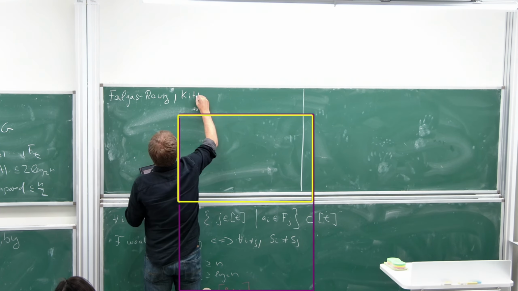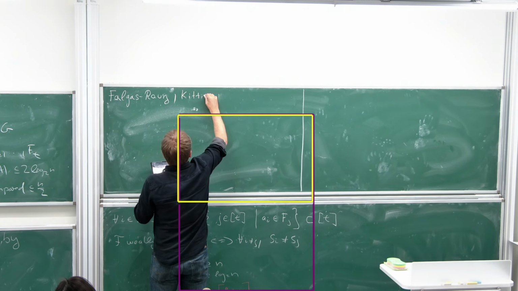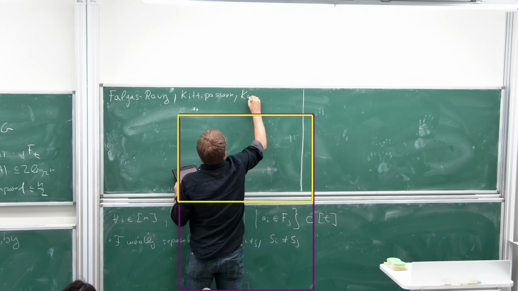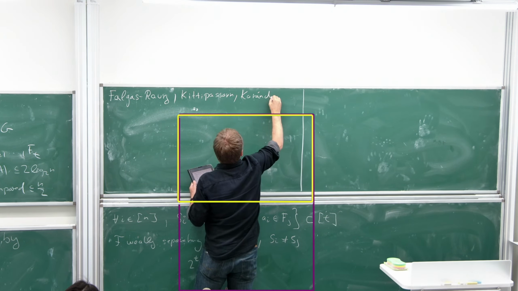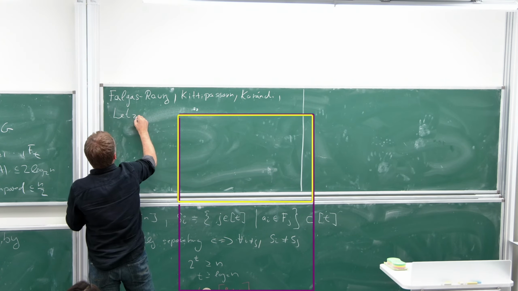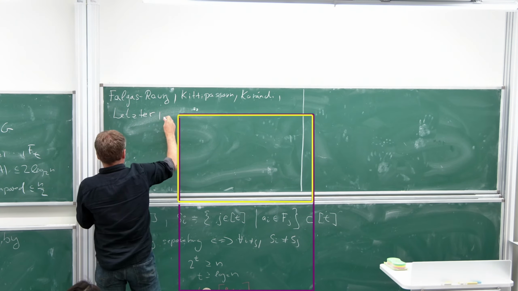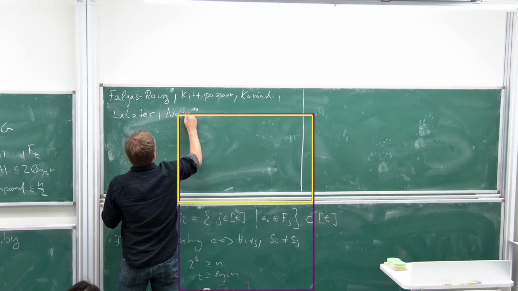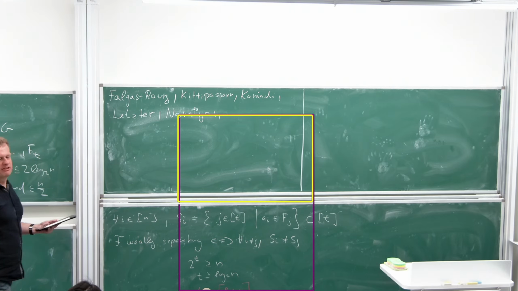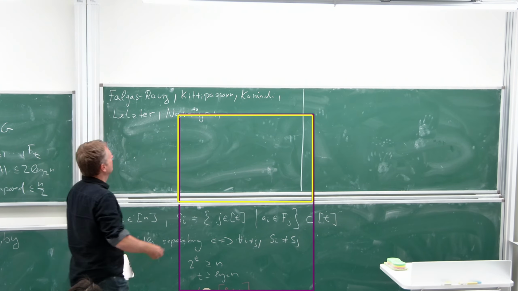Victor Falgas-Ravry, Kittipassorn, Korandi, Letzter, Balogh, Narayanan. You can always wish they had a shorter name.